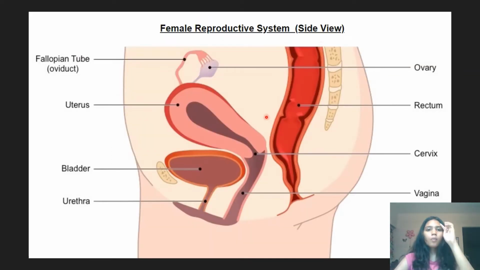Okay, now we're going to look at the side view. Okay, so here is your fallopian tube. This is the funnel of your ovary. This is your ovary. This is your uterus. This is your uterus lining, which is the endometrium. Okay, or you can add uterus lining. The opening into the uterus is the cervix. This passageway right here is the vagina, and this is the urethra, and this is the bladder. That is all you need to know.